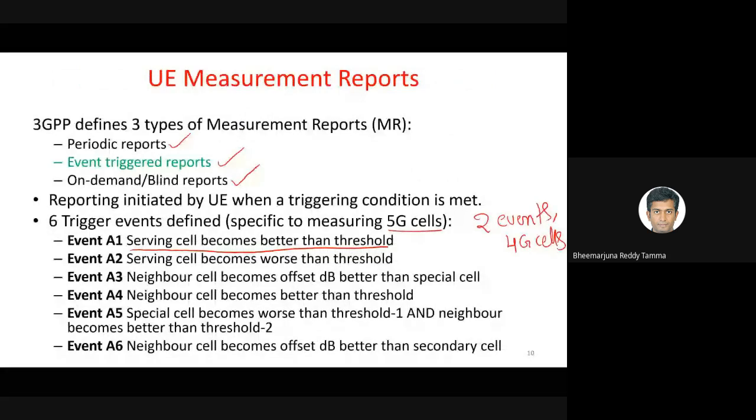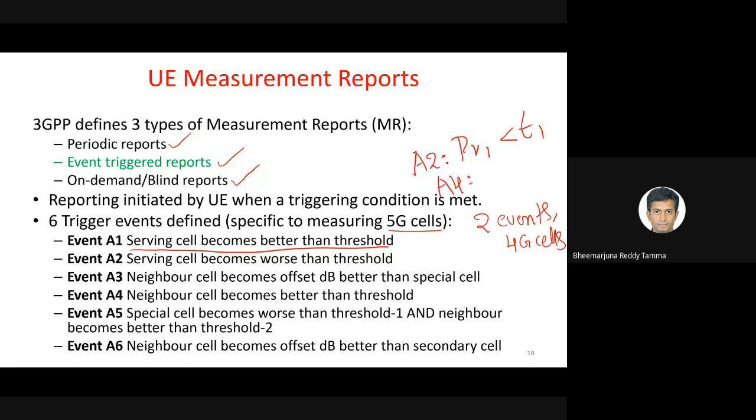Serving cell becomes worse than the threshold. That means signal strength from the serving cell, basically here it's like PR1 is less than T1. That's the kind of thing it says. That is A2. So what is A4? PR2 is greater than T2. Is that clear? What are event A2 and event A4 conveying to the base station as part of the measurement reports? Is it clear?